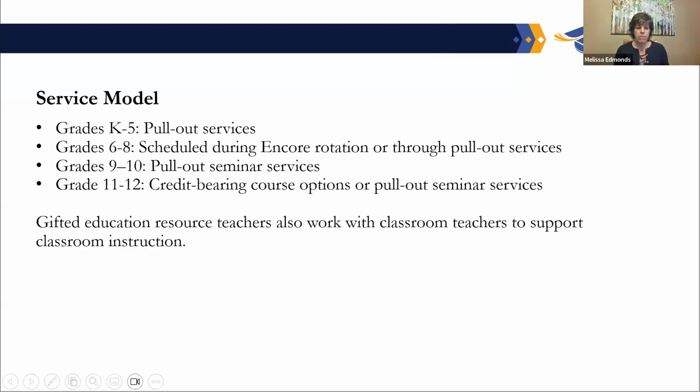How do students receive these services? How do students receive these academic interventions? Our service model in Prince William County varies a little by student grade level. In kindergarten through grade 5 at the elementary level, students receive what are called pull-out services.